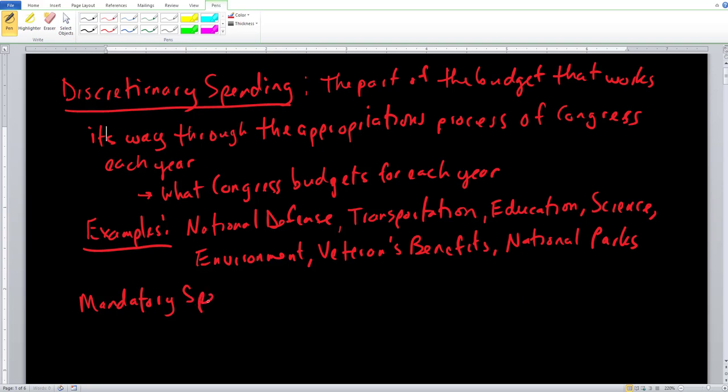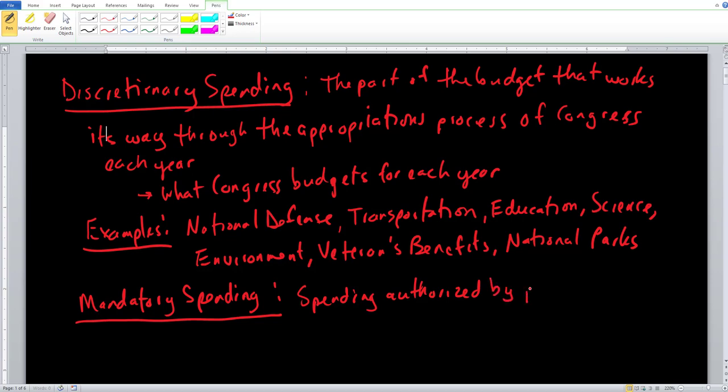Mandatory spending. While with discretionary spending, we have a little bit of flexibility in what we want to spend our money on, with mandatory spending, like the name implies, this is going to be dictated by some law that we have to spend money on these particular categories. So, spending authorized by permanent laws.